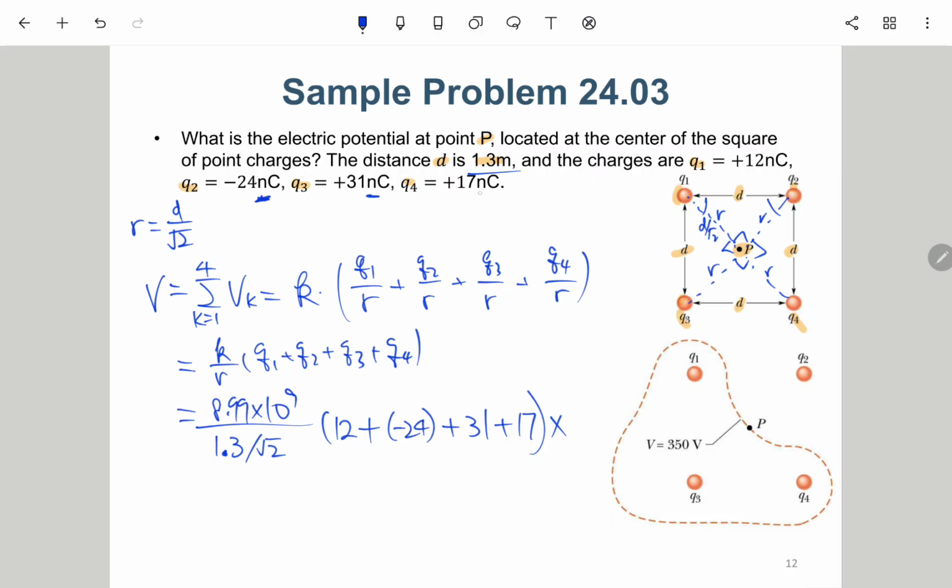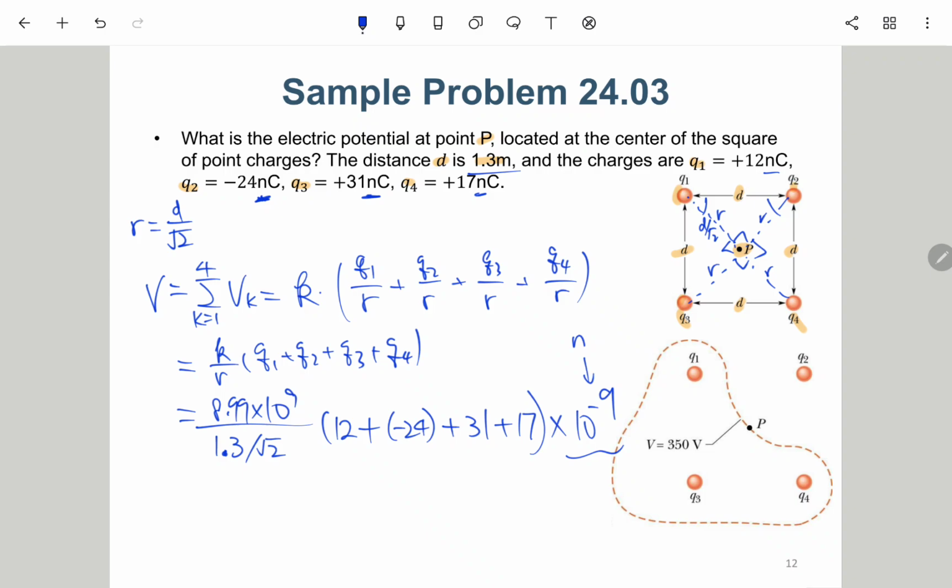I'm not sure whether you have memorized the scientific prefixes. I have added them on the slides in chapter 22. So if you haven't memorized the scientific prefixes yet, try to go back to the lecture notes for chapter 22. Actually, nano is 10 to the negative 9th power.